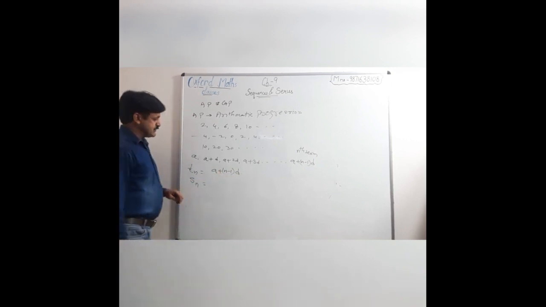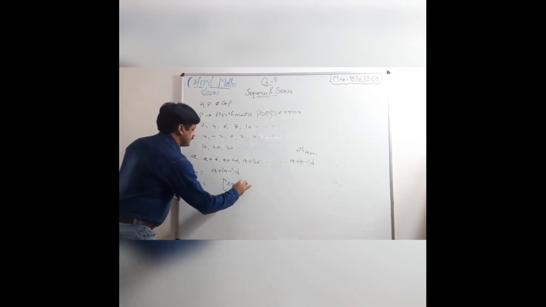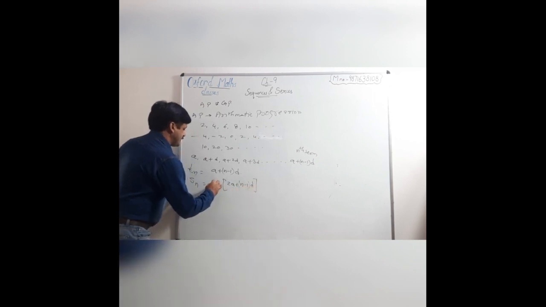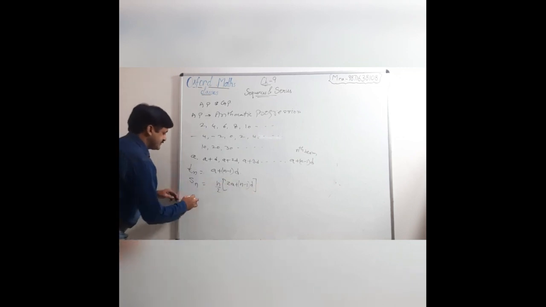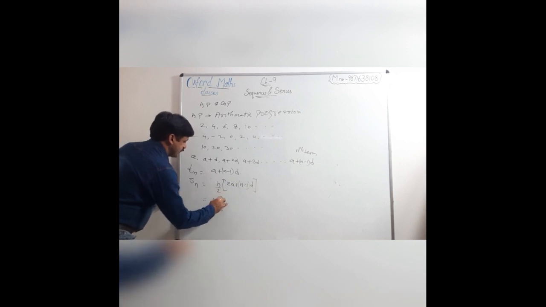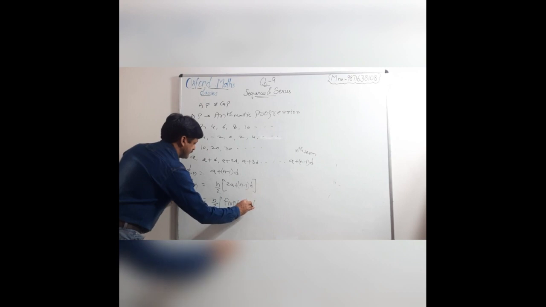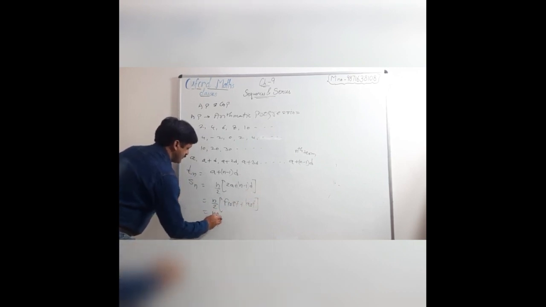The sum Sn is equal to n upon 2 into 2a plus n minus 1 into d. In general terms, there is also another formula: n upon 2 into first term plus last term, that is n upon 2 into a plus Tn.